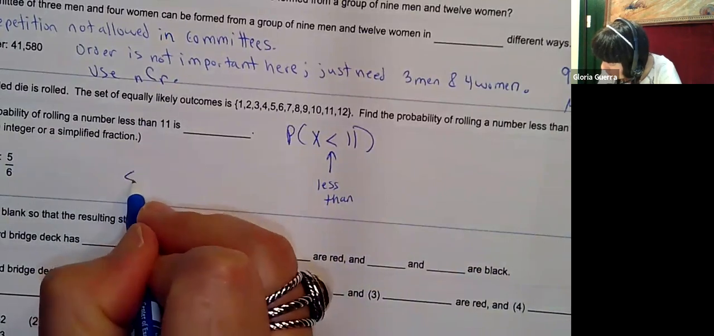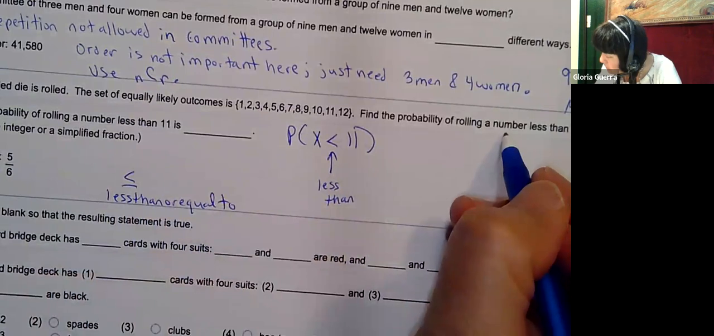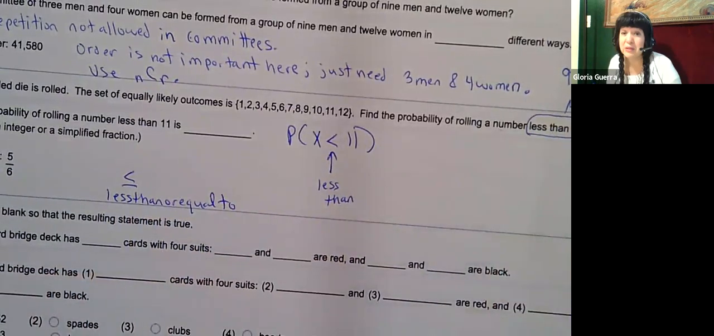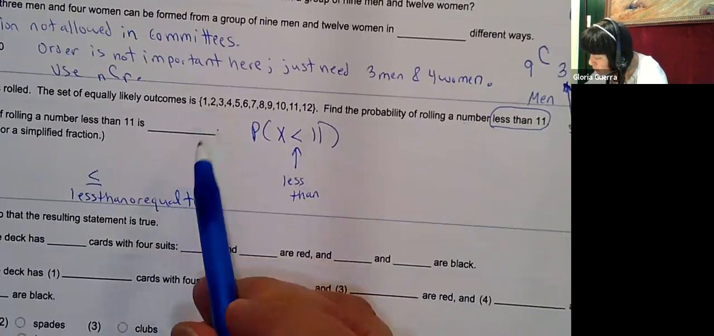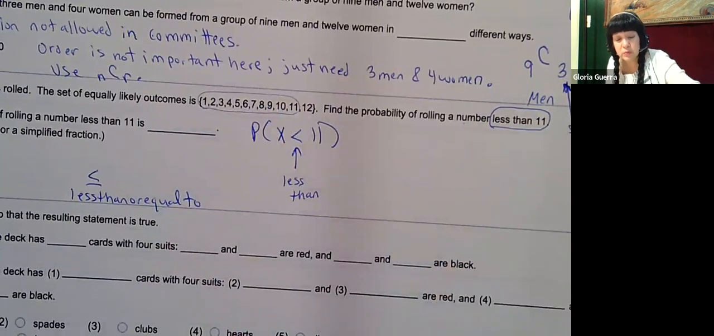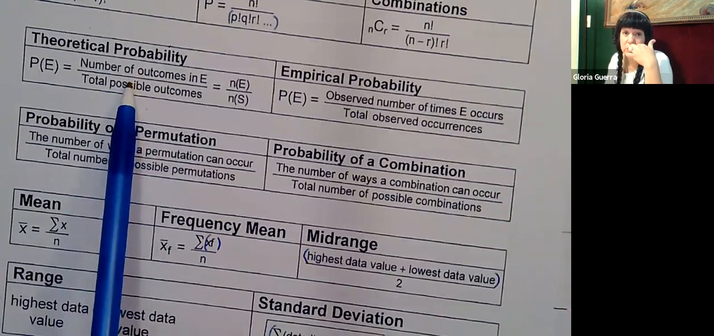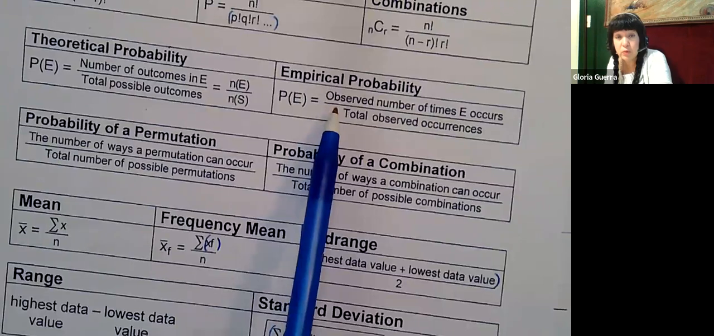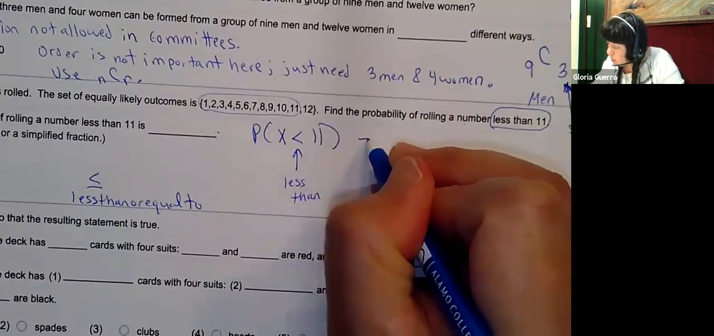This is less than or equal to, and it didn't say less than or equal to. It just said less than. So you need to pay attention to the vocabulary. And so for us, less than 11 would be all of these right here. These faces that are less than 11 would be those. This is an example of a theoretical probability. Anytime you're working with dice or cards, it's theoretical probability. Anytime you're reading things from a table, that's empirical probability. So this is theoretical probability. You write that down here.